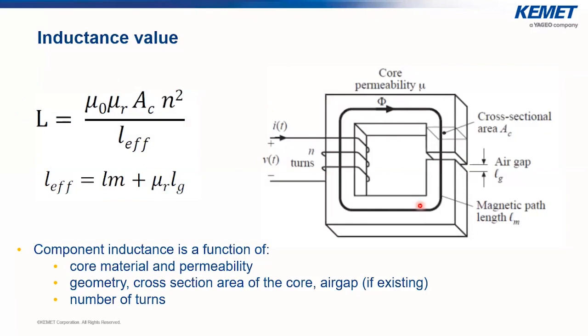The formula of an inductance depends on different parameters. The first one is the core material and the permeability, so this mu r. Of course, the higher it is, the higher the inductance will be. But it also depends on the geometry: the cross-sectional area of the core, AC, the magnetic path length, LM, and also the air gap, LG, if it exists. Finally, it also depends on the number of turns, so the square of the number of turns. So we have different parameters that we can play with to build our inductance.